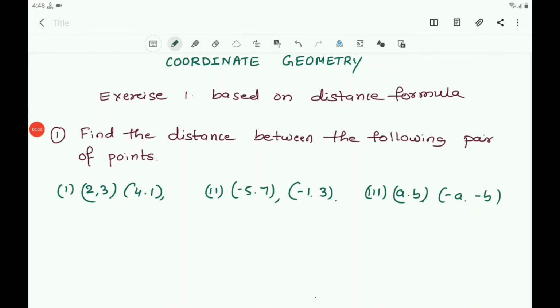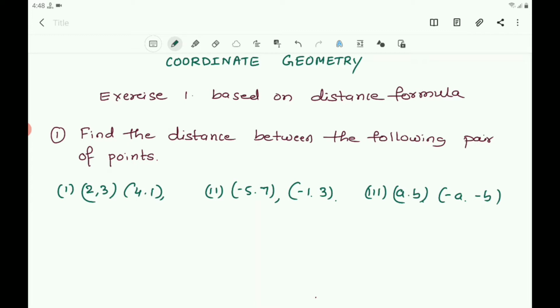Children, let us continue the chapter Coordinate Geometry. Now let us solve the first exercise, which is based on distance formula. That is exercise 1 of the chapter. Now the first main question, what is that question? Find the distance between the following pair of points.